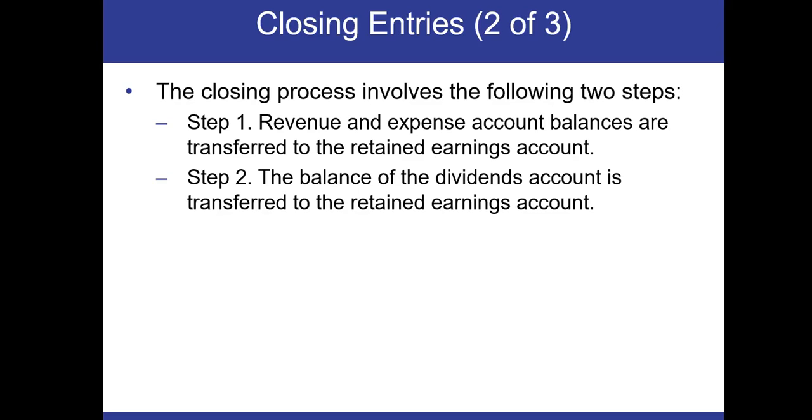Our first step is to close out all of our revenue and expense accounts. Remember, revenue increases on the credit, so to get rid of that credit, we have to debit it. Expenses increase on the debit side, so to get rid of a debit, we need to credit. Pretty cool, huh? Dividends increase on the debit side, so they'll have to be credited.